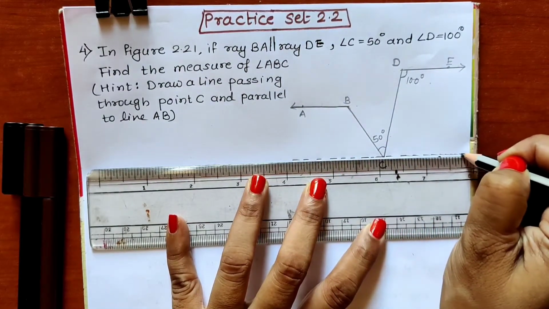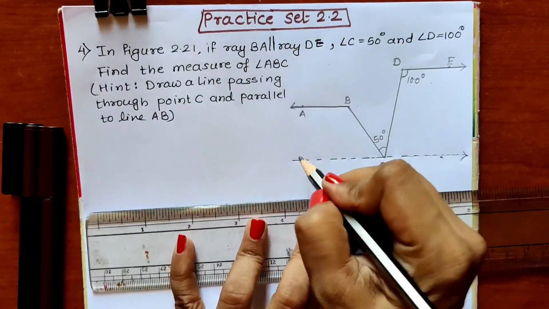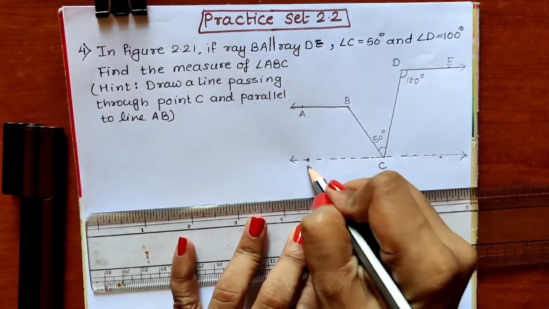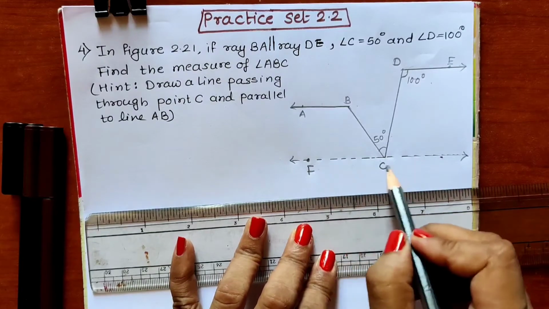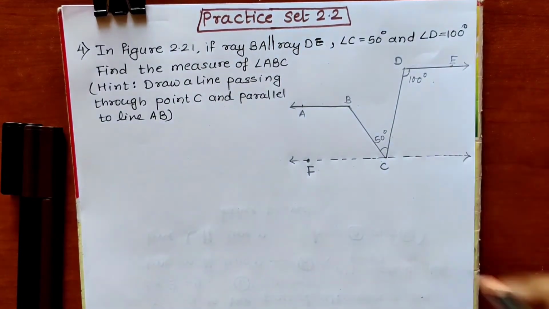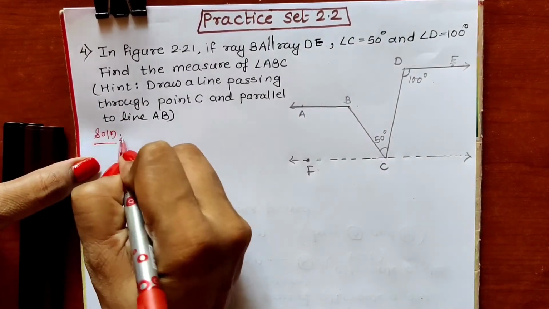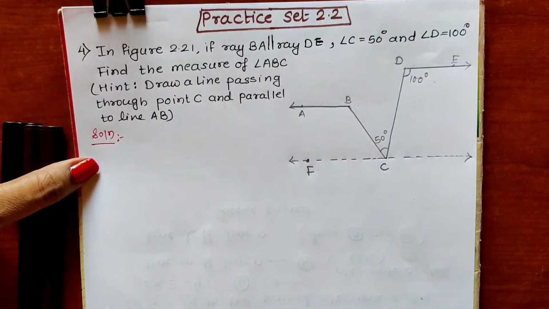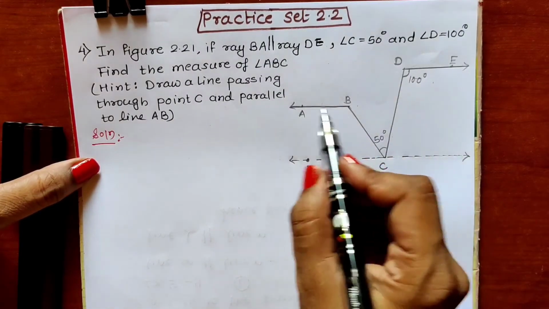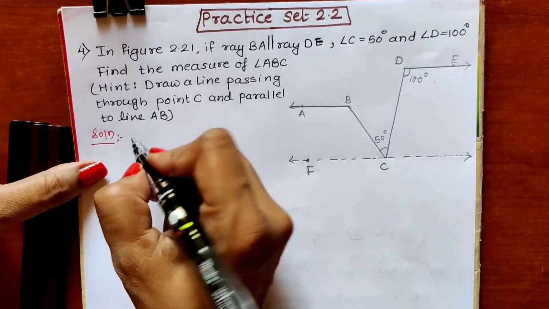Here, as you all can see, I have drawn a line. We can give any name to this point. It will be CF. So this is line CF. Okay. So let us write here our solution. We will start. We have drawn this line CF parallel to ray BA.